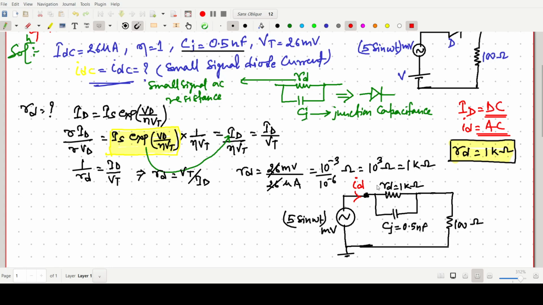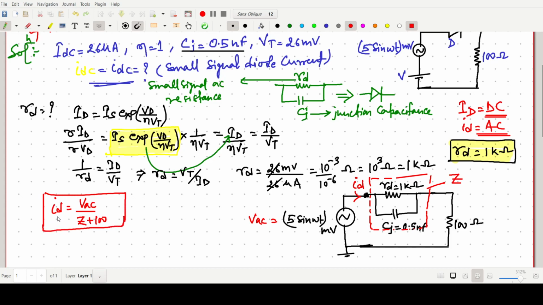So for the time being, if we consider this whole RD and Cj as some impedance, say Z, and this one is one resistance, then id is equal to VAC by Z plus 100. So id equals VAC by Z plus 100 is simply our AC small signal current.